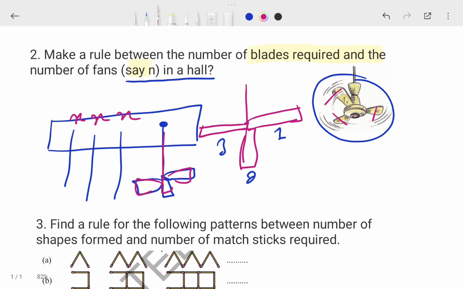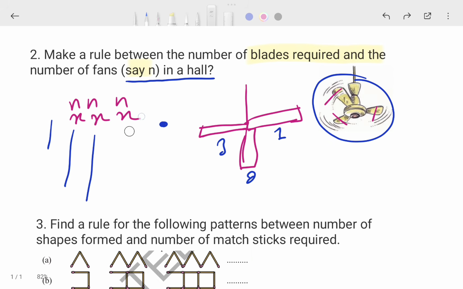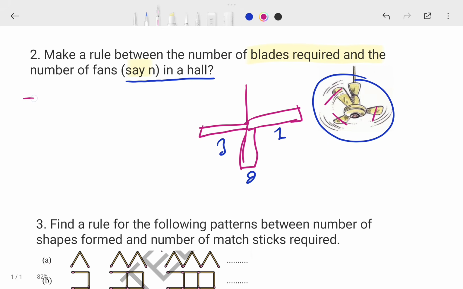So let's suppose the number of fans which we don't know in the hall, we assume this is n. We only know there is one fan in the hall which has 3 blades, and after that whatever fans there are we don't know. It is very simple. So how many blades are there? There are 3 blades, so just write 3 blades. And after that, how many fans in the hall we don't know, so this is n.